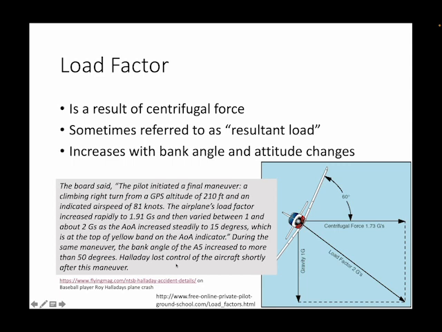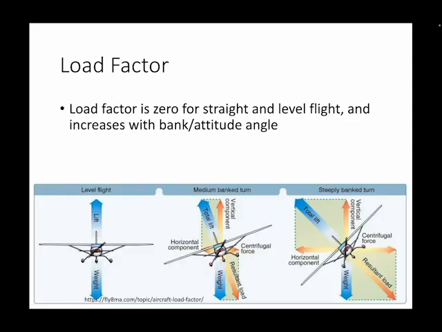at a particular airspeed. And then during the maneuver, the bank angle of the I-5 increased to more than 50 degrees, and then the pilot lost control of the aircraft and crashed. So let's talk about this a little bit, how this works.